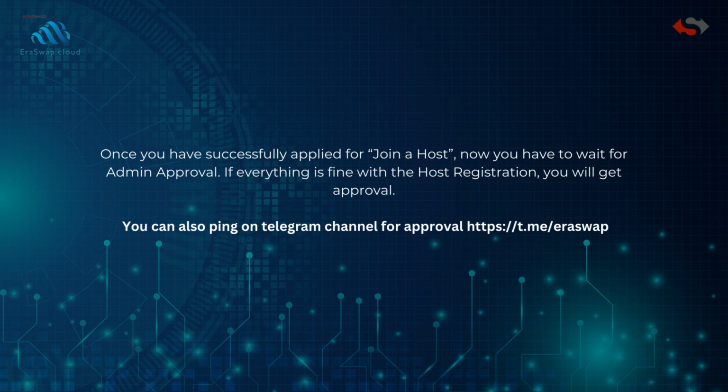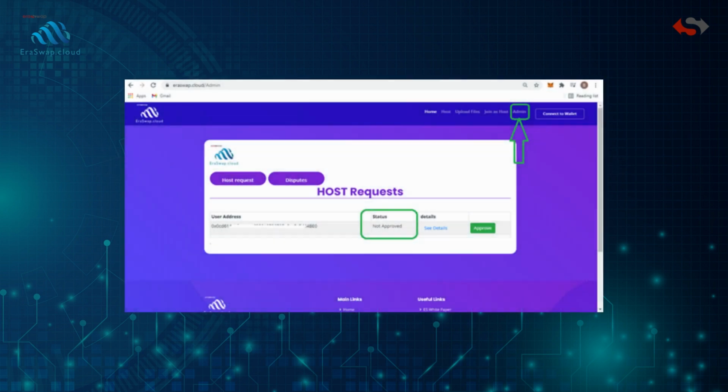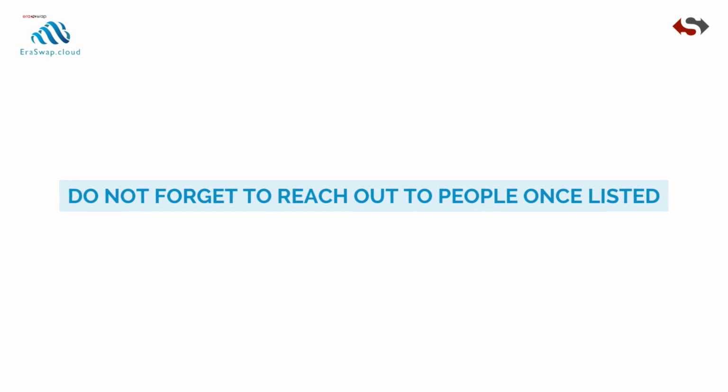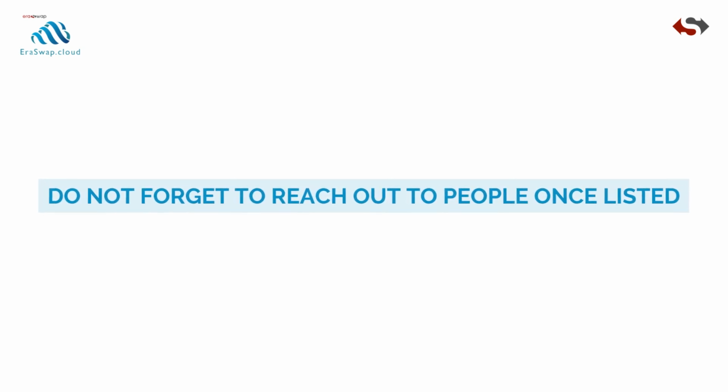You can also ping on the Telegram channel for approval: https://t.me/eraswap. You can check the status of your application by clicking on the admin button. Do not forget to reach out to people once listed.